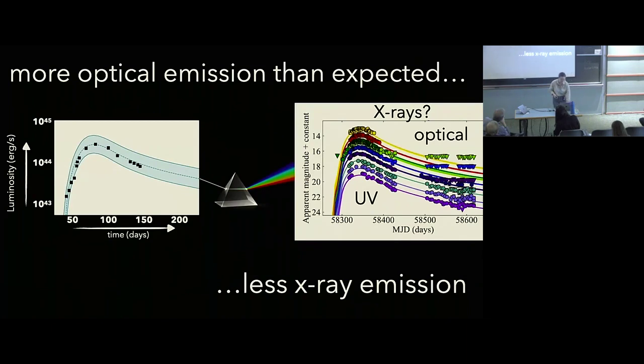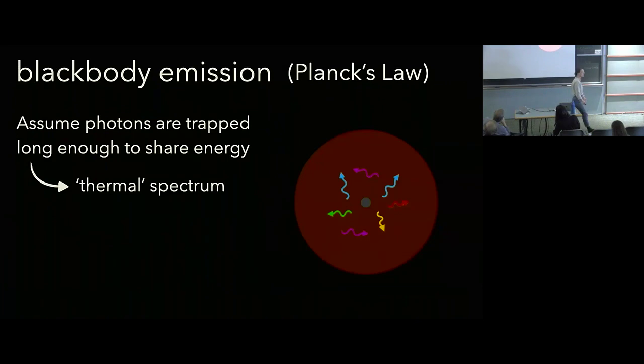And so to better understand why this was confusing to us, you can actually turn to another pretty simple physics principle, which is Planck's law. So the black body emission here, I'll go briefly through why this led us to believe that we were expecting X-ray emission. So for black body emission, we're assuming that all of the photons are trapped long enough to share their energy and then are emitted at some surface.